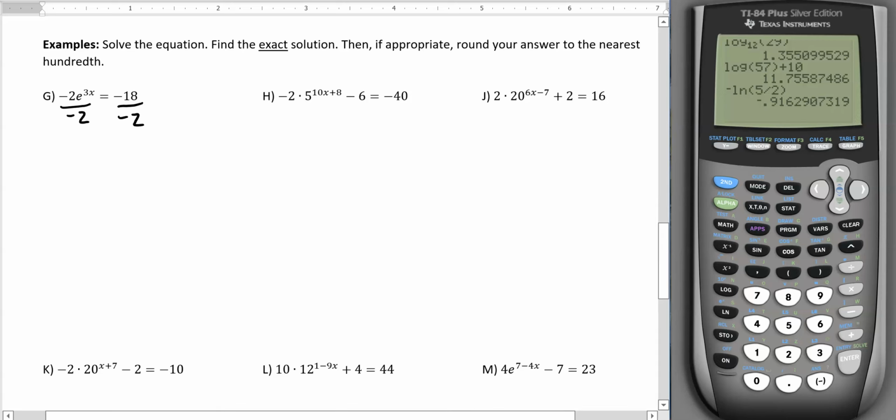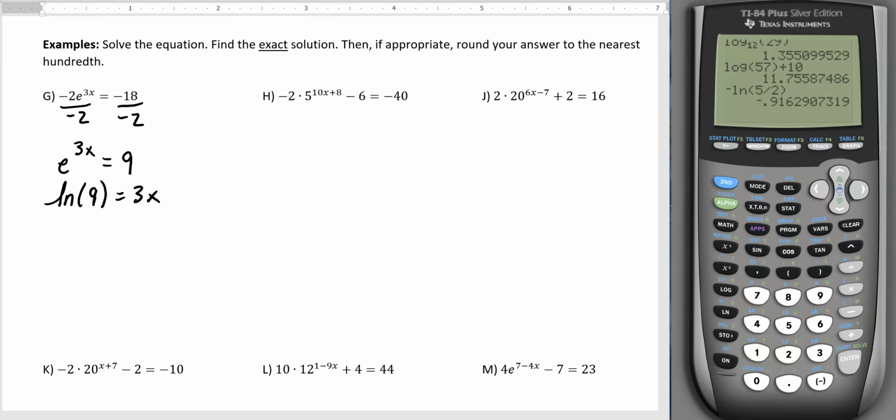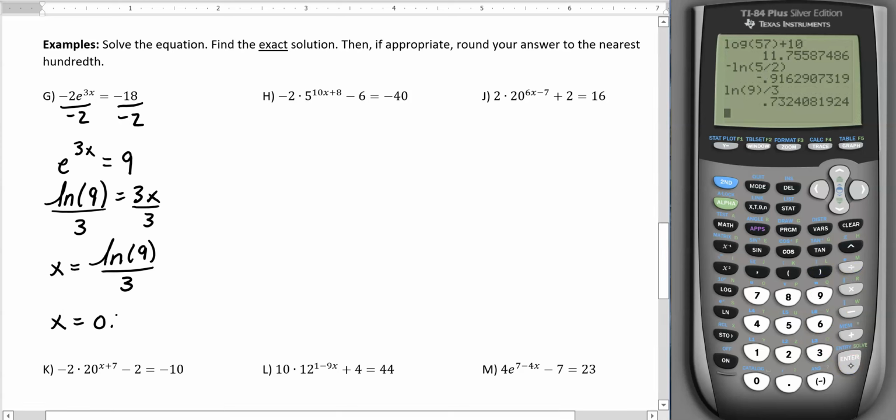So we'll divide that out. We'll get e to the 3x equals negative 18 divided by 2, which would give me 9. So when I convert this, the natural log of 9 equals 3x. Divide both sides by 3. I would get x equals the natural log of 9 divided by 3. Or, in my calculator for a rounded value, the natural log of 9 divided by 3 is 0.73. Excellent.